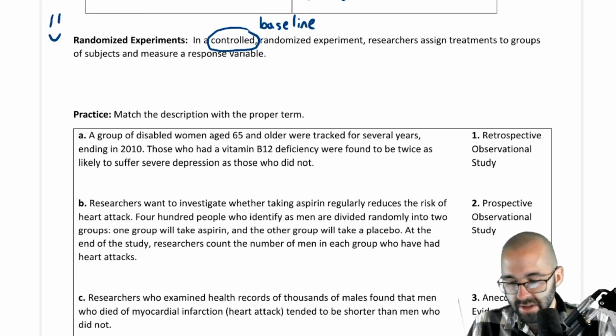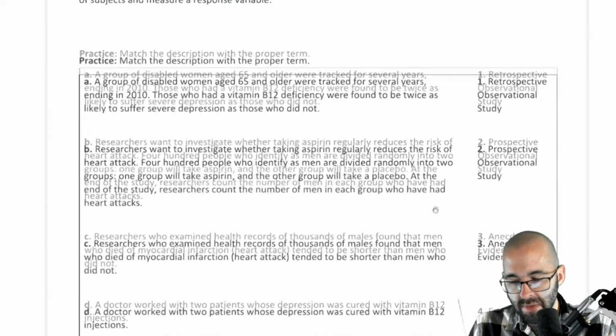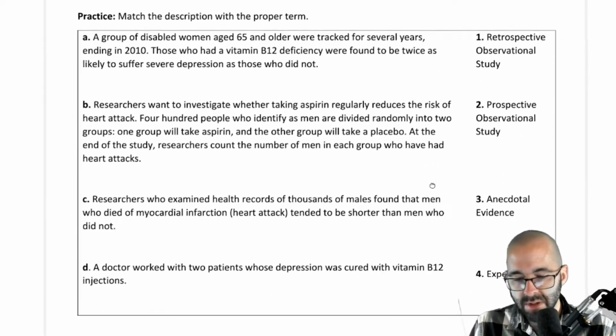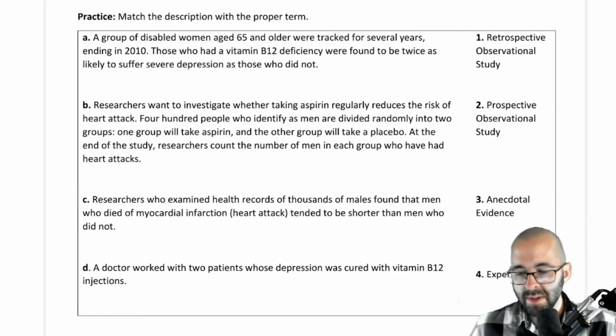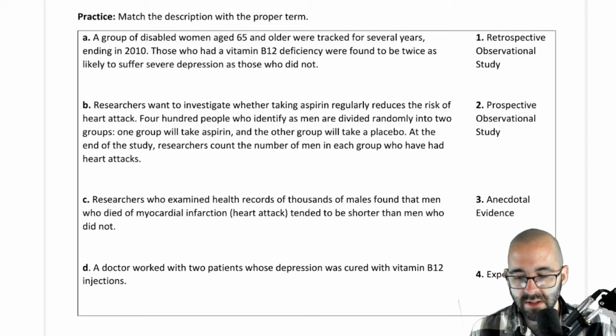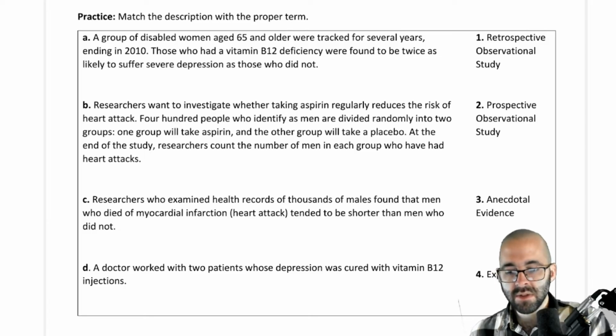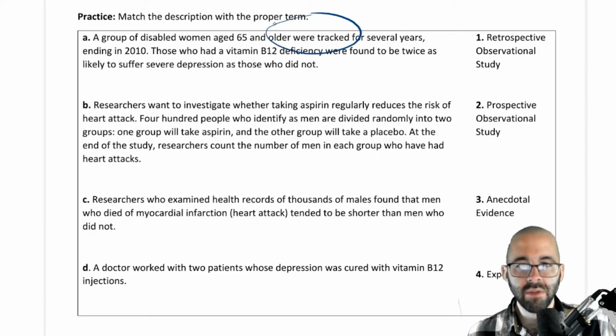So let's do a little example, a little practice. Match the description with the proper term. The first one: a group of disabled women aged 65 and older were tracked for several years, ending in 2010. Those who had a vitamin B12 deficiency were found to be twice as likely to suffer severe depression as those who did not. As soon as I see this, there's a key phrase here.